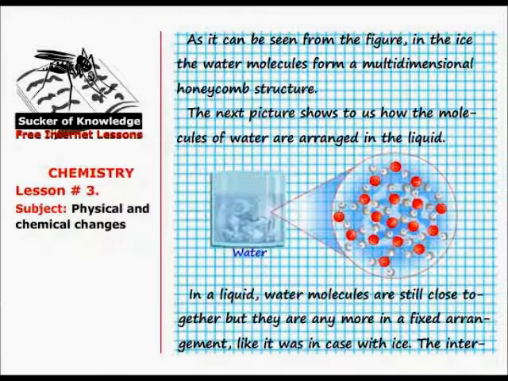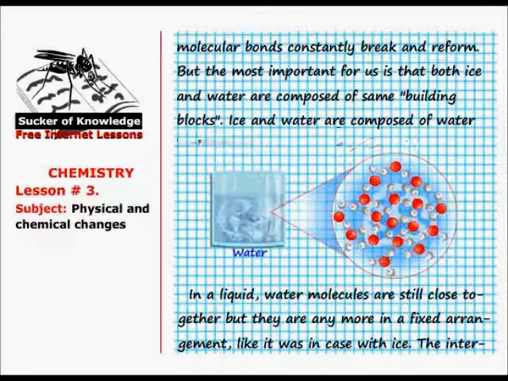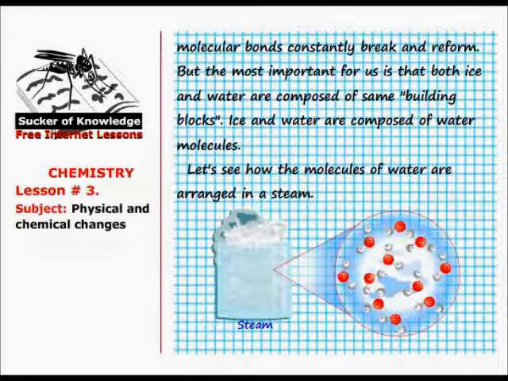As can be seen from the figure, in the ice the water molecules form a multidimensional honeycomb structure. The next picture shows us how the molecules of water are arranged in the liquid. In a liquid, water molecules are still close together, but they aren't in a fixed arrangement anymore like in the case of ice. The intermolecular bonds constantly break and reform. But the most important thing for us is that both ice and water are composed of the same building blocks. Ice and water are composed of water molecules.